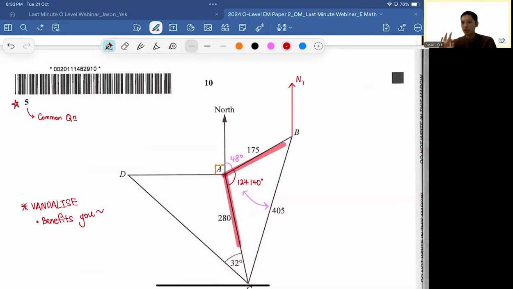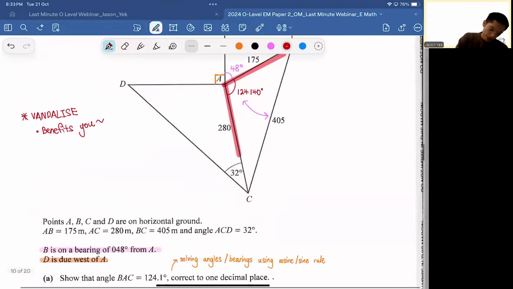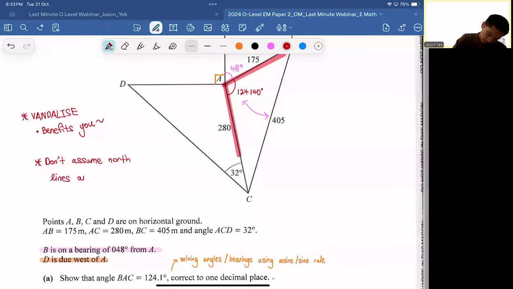Now, since we are at the north lines, one thing I want you all to take note. I believe if you practice enough, you'll see this trend, but just a reminder: don't assume your north line is vertical. All these I believe you are aware, but don't assume all your north lines are vertical up. If you see certain questions, they can point 45, they can point a weird angle. Follow the question.